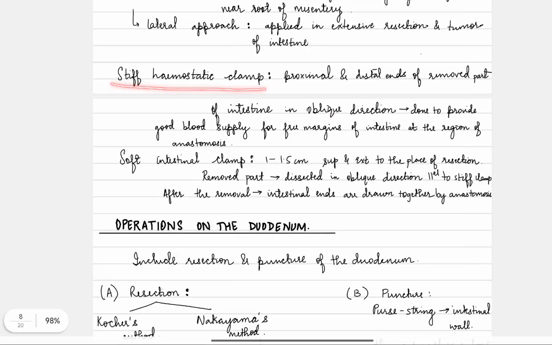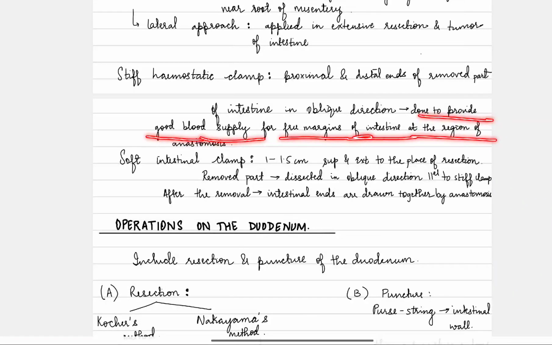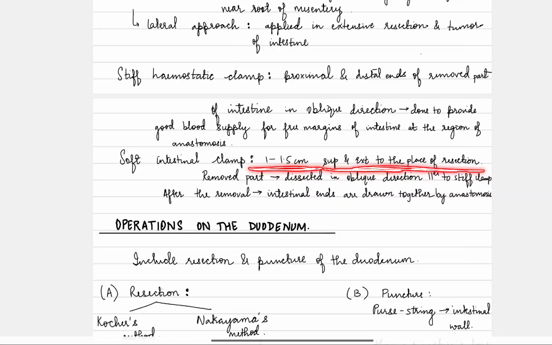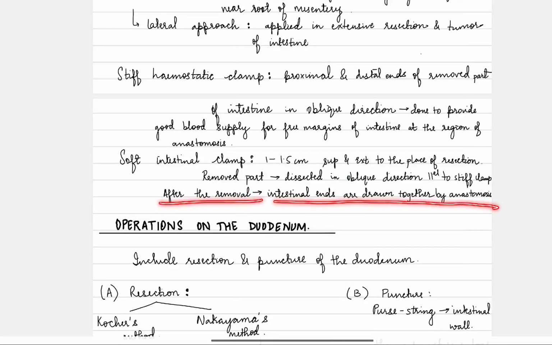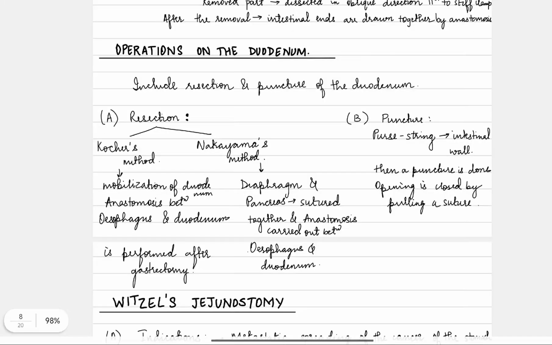A stiff hemostatic clamp is applied on the proximal and distal end of the part of the intestine to be removed, in an oblique direction, done to provide good blood supply for the free margin of the intestine at the region of anastomosis. Soft intestinal clamps are placed 1 to 1.5 cm superior and external to the place of resection. The removed part is dissected in the oblique direction parallel to the stiff clamp. After the removal, the intestinal ends are drawn together by anastomosis.